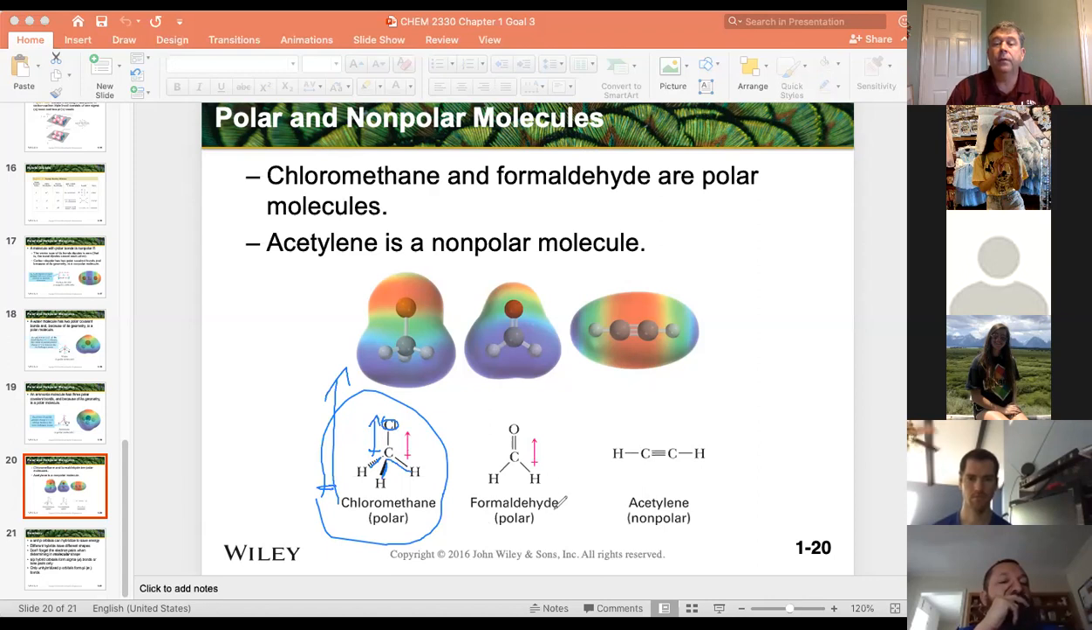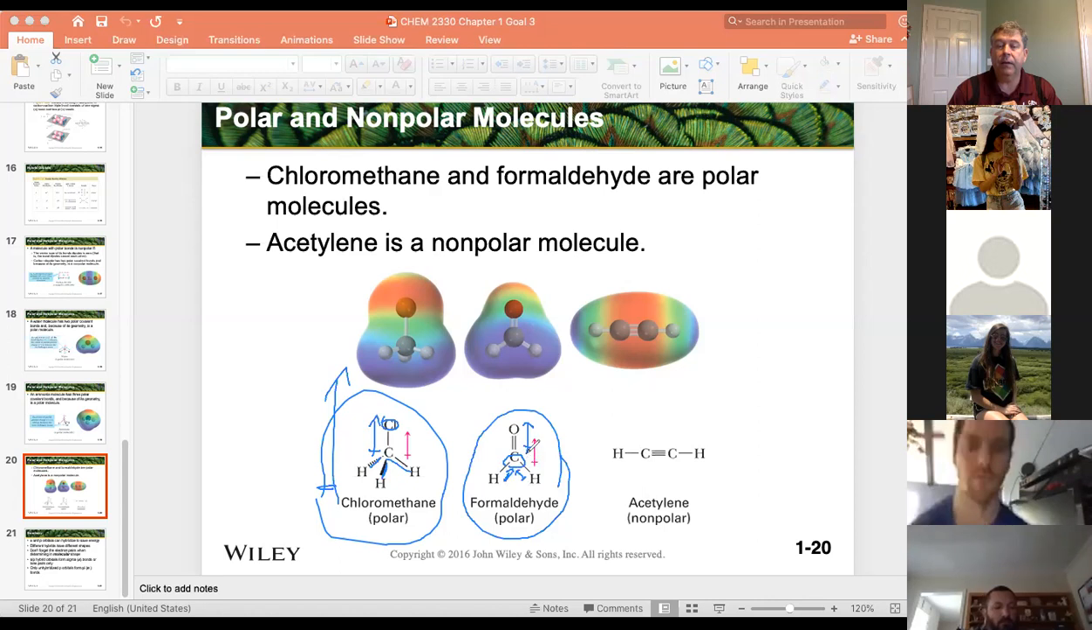So let's look at formaldehyde. This is an sp2 hybridized carbon, meaning it's flat, right? It's planar. However, we have a more electronegative atom on this side than on these sides. The hydrogens barely contribute at all. It's almost a nonpolar bond. But even though this is trigonal planar, it is pulled in this direction, and therefore is a polar molecule.